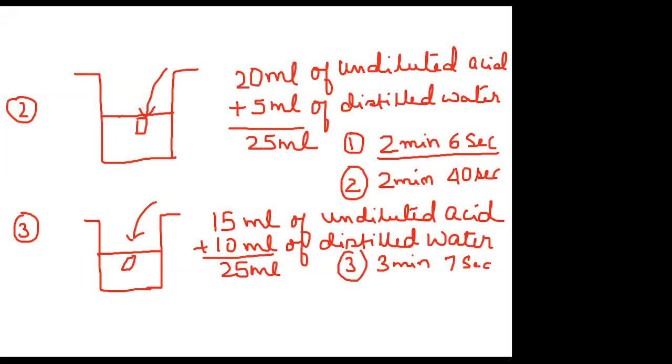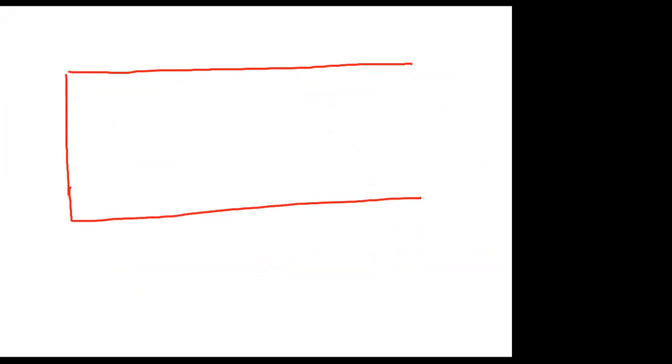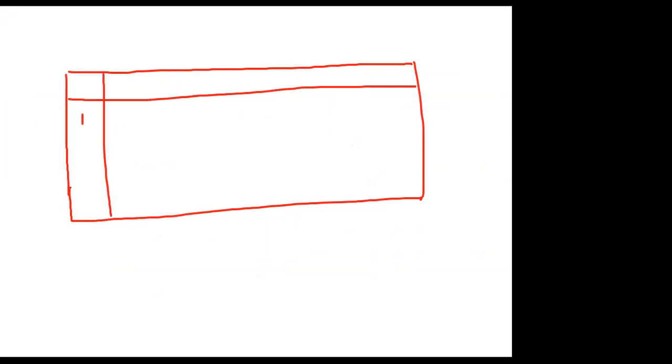The next step is to prepare a table. How will you prepare a table? That I will show you. Let me clear this out first. Now you will draw columns like this. You have to take 3 readings. You write experiment number 1, experiment number 2, experiment number 3. Then here you will write volume of undiluted acid, that is the acid that has been provided to you.